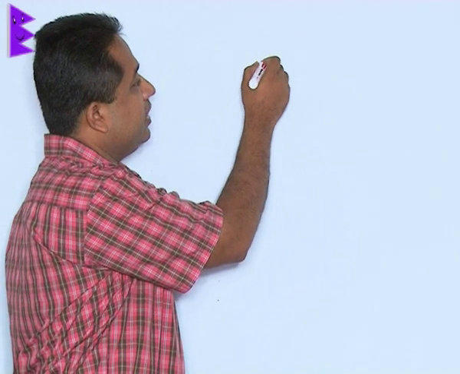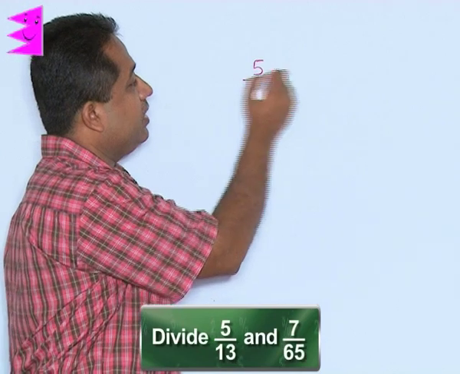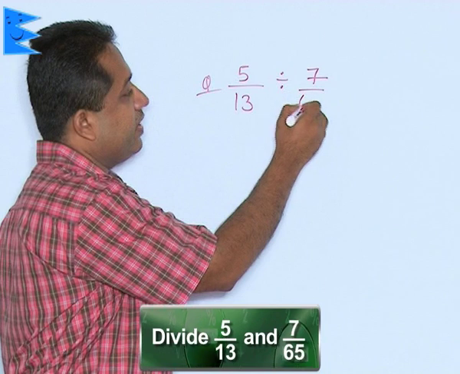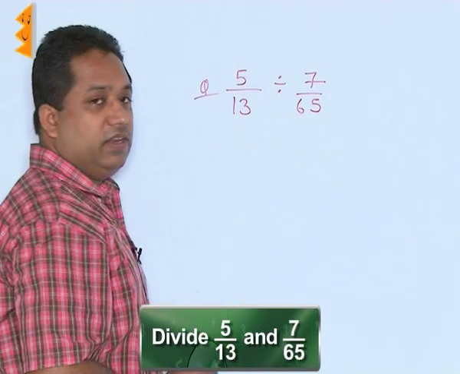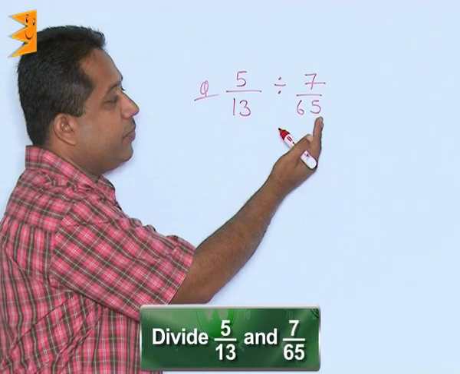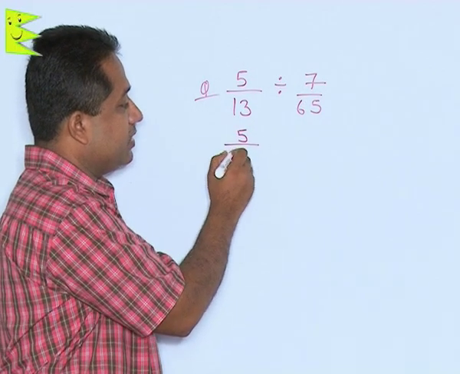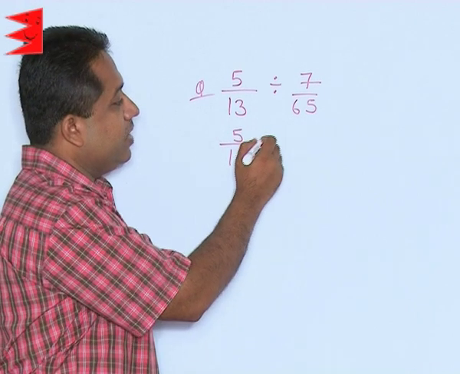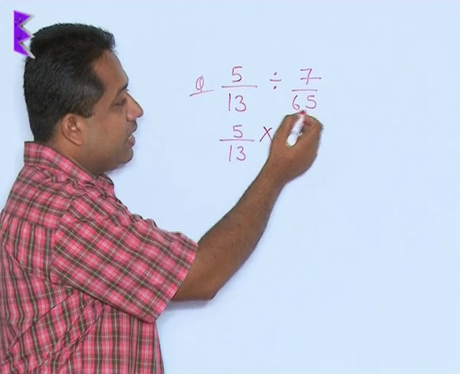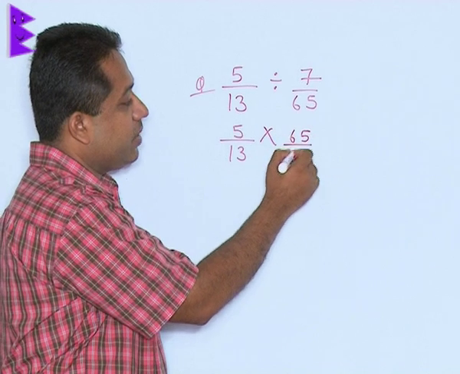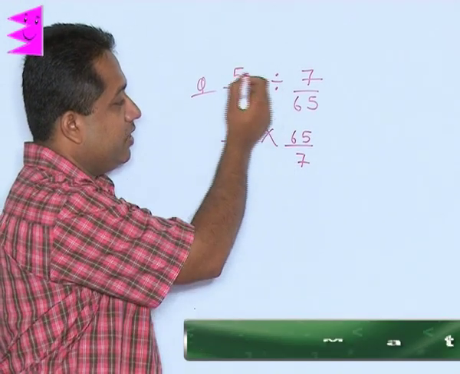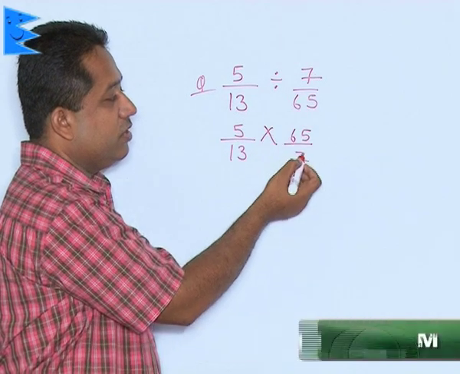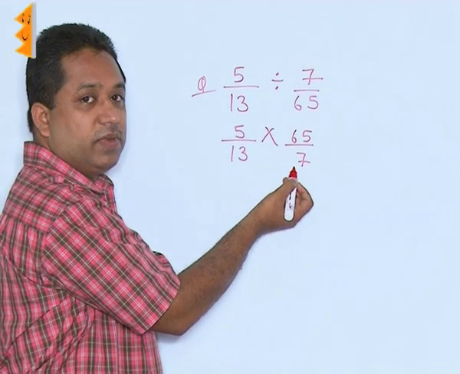Continuing with division, let us say we are having 5 upon 13 divided by 7 upon 65. We are having a division sign, we are having a rational number here and a rational number here. So, as discussed earlier, the first number 5 by 13 remains as it is, and the second number we will have to multiply and take the reciprocal. So, 65 by 7. So, here the first number I have written as it is, but the second number I have taken the reciprocal. So, 7 by 65 has become 65 by 7.